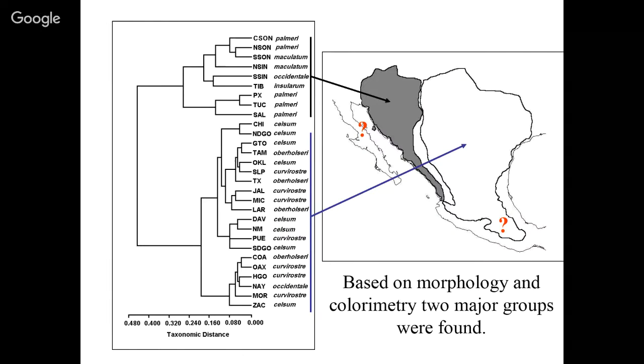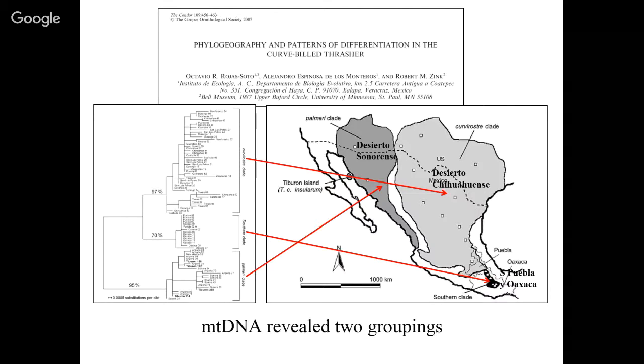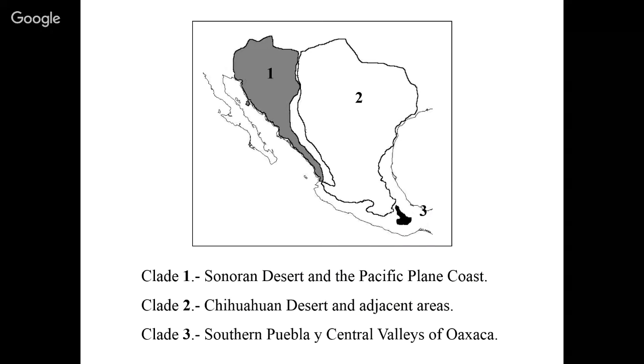Okay. However, based on morphology and colorimetry, we can see that I observed 2 major groups, one related with the Sonoran Desert and the other with the Chihuahuan and adjacent areas. Besides, using mitochondrial DNA analysis, it revealed only 2, well, maybe 3 groupings, as can be seen in this slide. But again, I'm using morphological and genetic characters to try to find out which are the evolutionary units within this complex. So, under the phylogenetic species concept, we can identify 2, or maybe 3 major clades: the first represented by Sonora and the Pacific plain coast, the second by the Chihuahuan Desert and adjacent areas, and finally the third clade represented in southern Puebla and central valleys of Oaxaca.